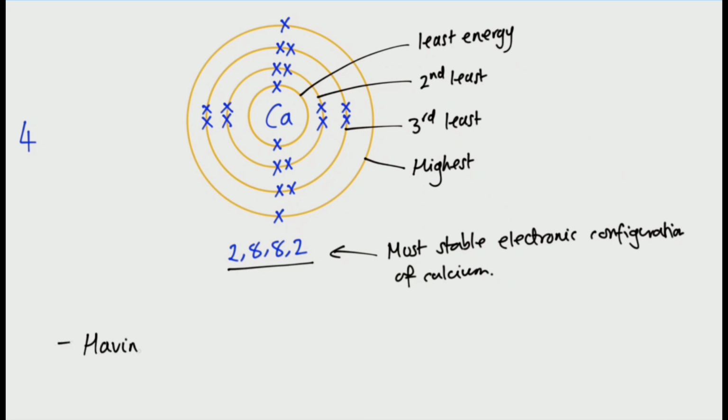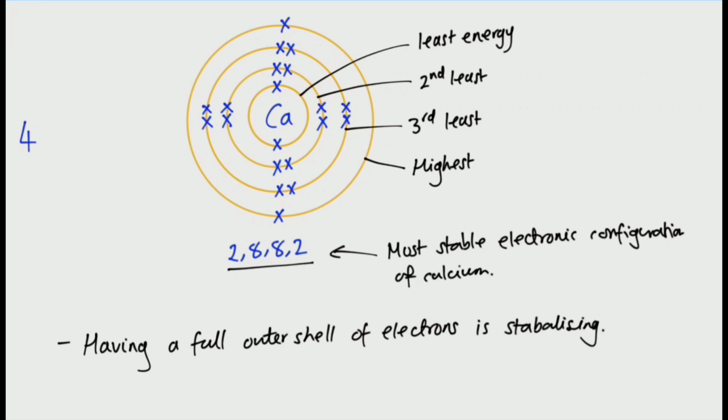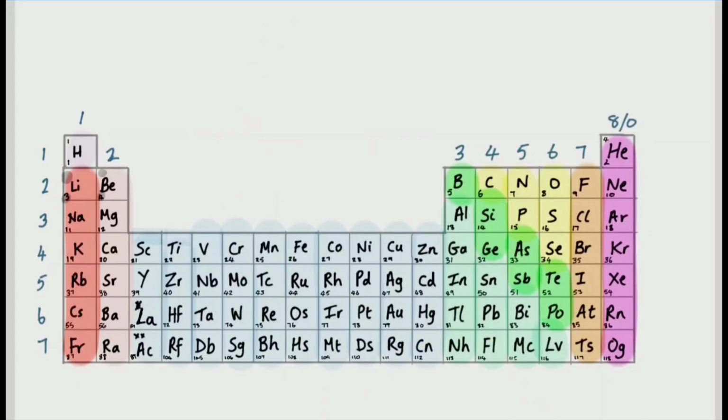For example, having a full outer shell of electrons is stabilizing, and this is what drives reactivity, the ability to have a full outer shell of electrons. Now, let's look at the periodic table and see which elements already have a full outer shell of electrons. They're those on the right hand side, group 8, known as the noble gases. These have a full outer shell of electrons, so they are very stable, and so they exist as atoms because they are so unreactive.